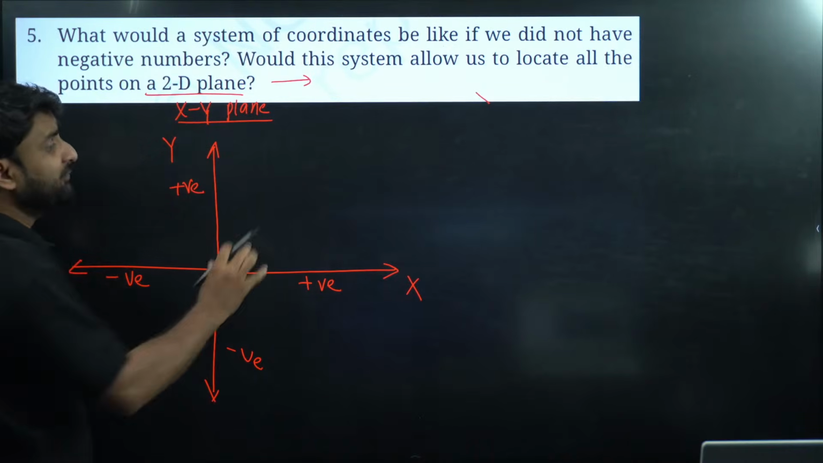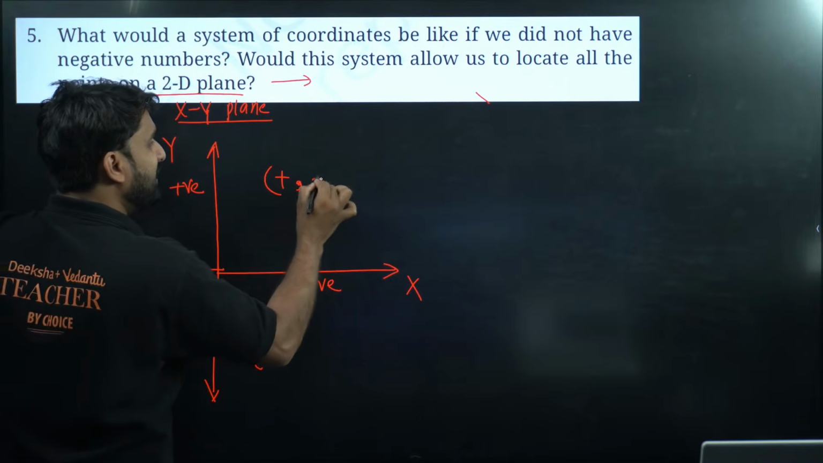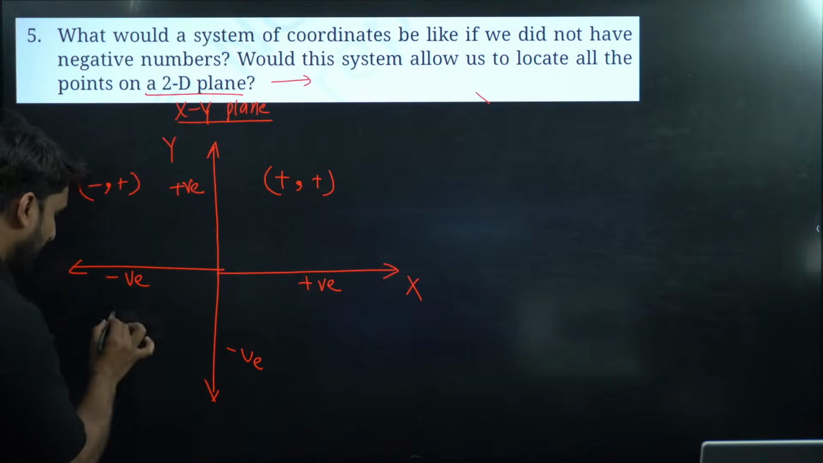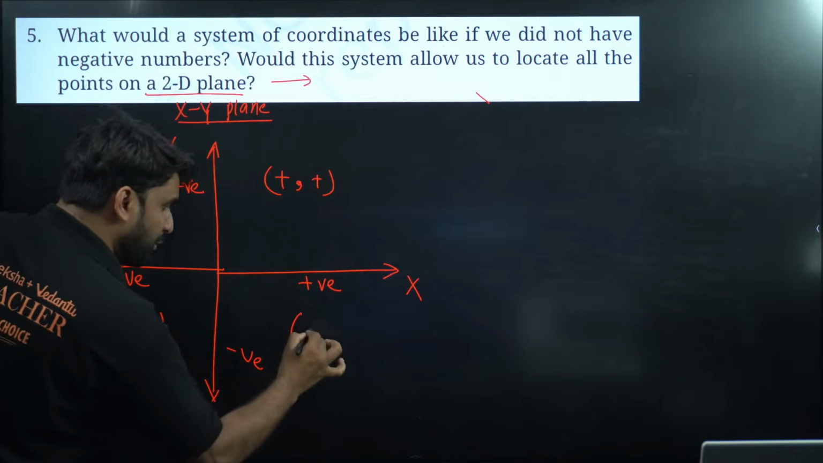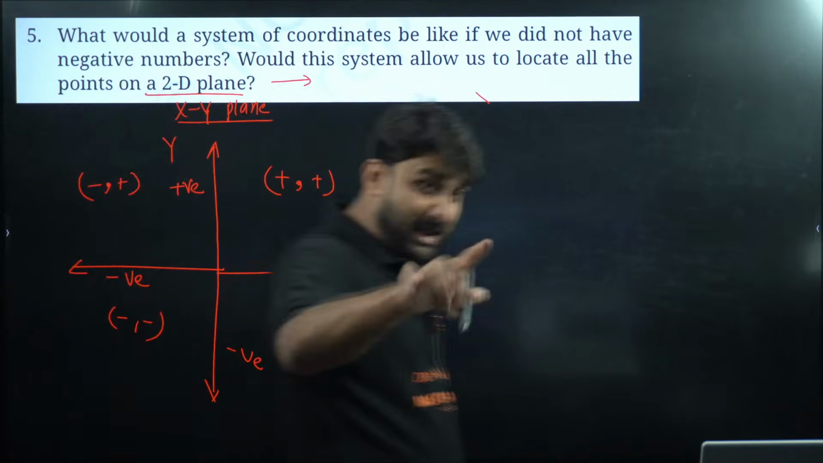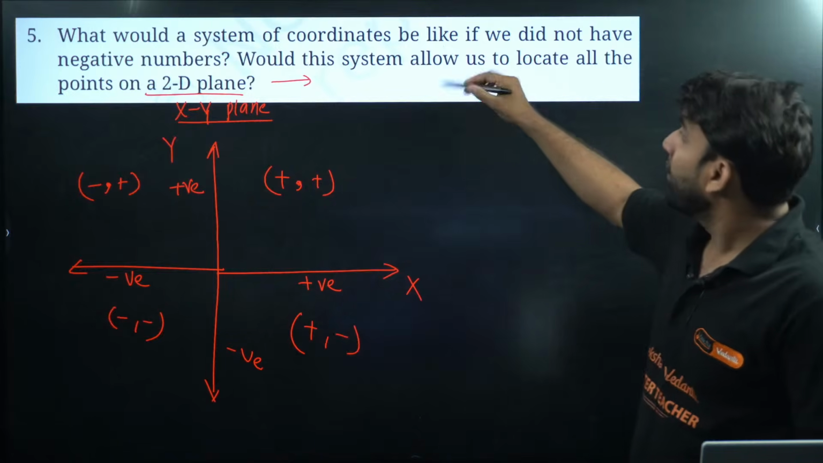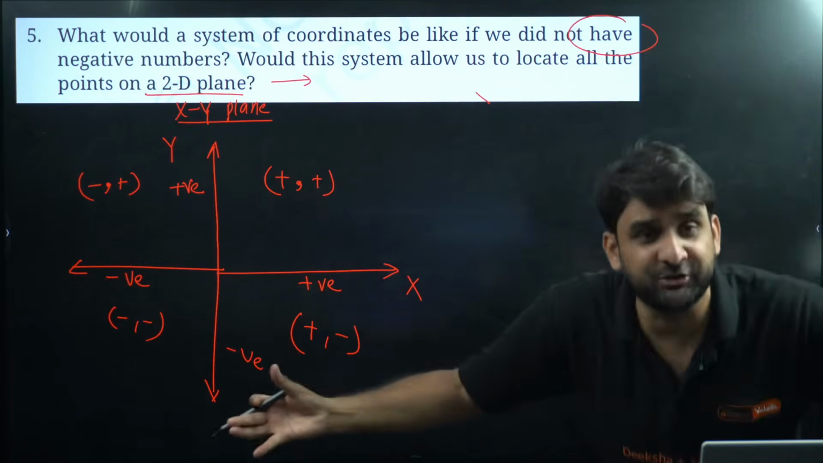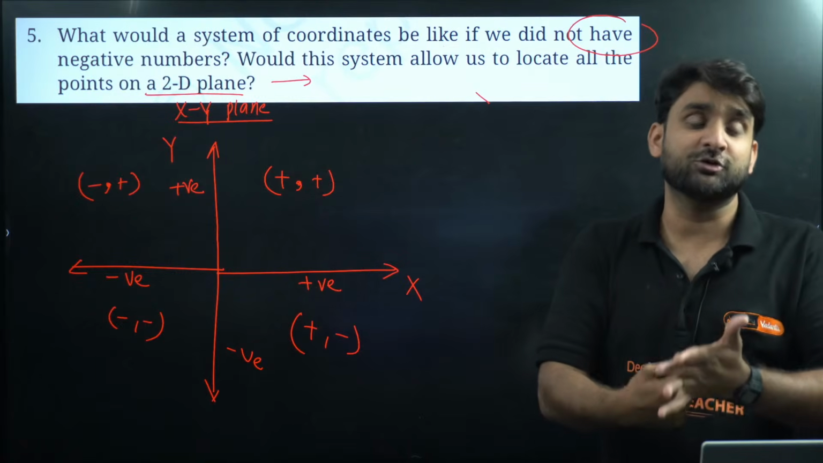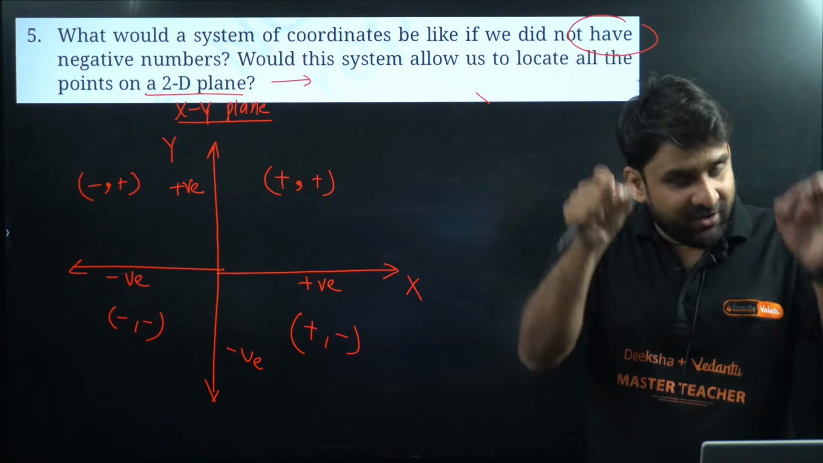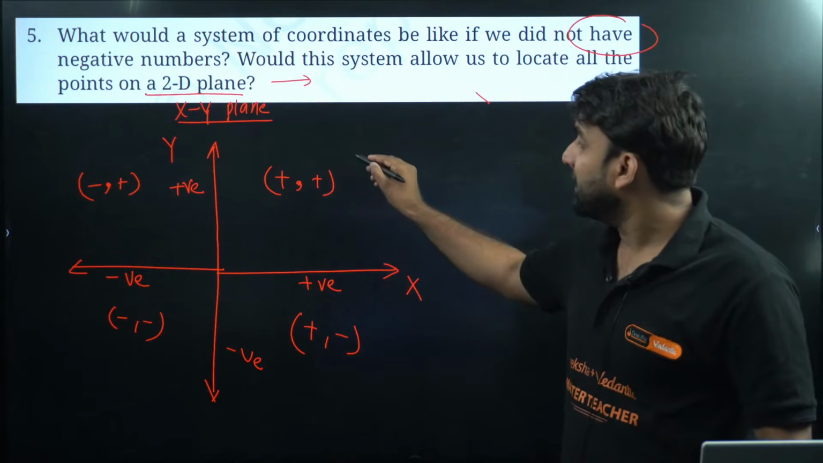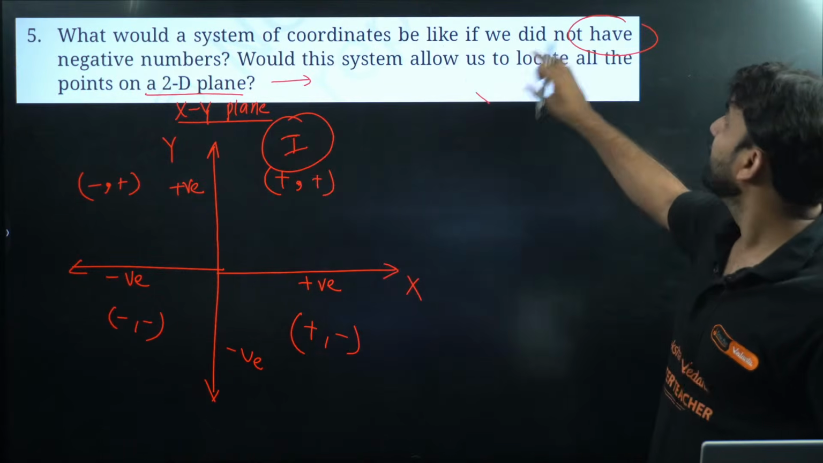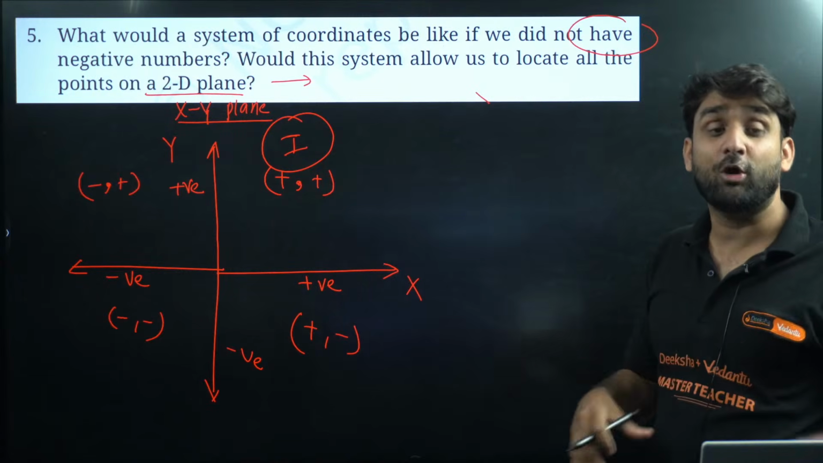Now if you look at the first quadrant, both x and y will remain positive. In second quadrant, x will be negative but y will be positive. In third quadrant, x will be negative, y will be negative. In fourth quadrant, x will be positive, y will be negative. Now the question is asking from us is, what would a system of coordinate be like if we didn't have any negative number? Means all are positive. X is also positive and y is also positive. So the coordinate will only lie in the first quadrant because we didn't have any negative numbers. It means we have only positive value.